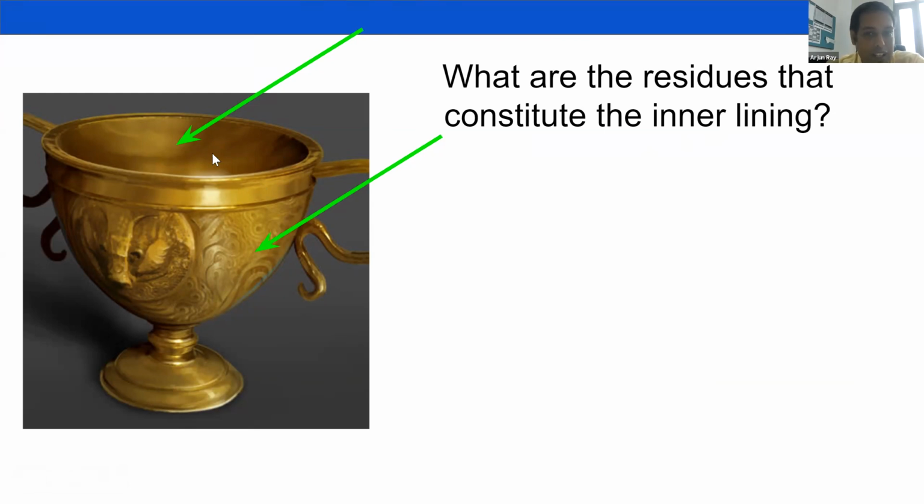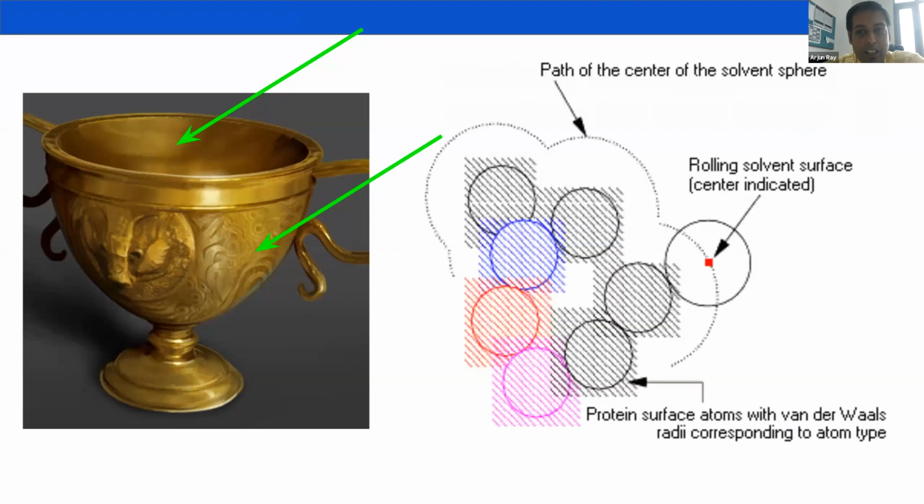It's seemingly a very easy question, but it's actually a very difficult question when you consider that the current way of generally finding out accessible residues is that you roll a probe onto the surface and you find out which are the residues which are maximum in contact, and you call them accessible.